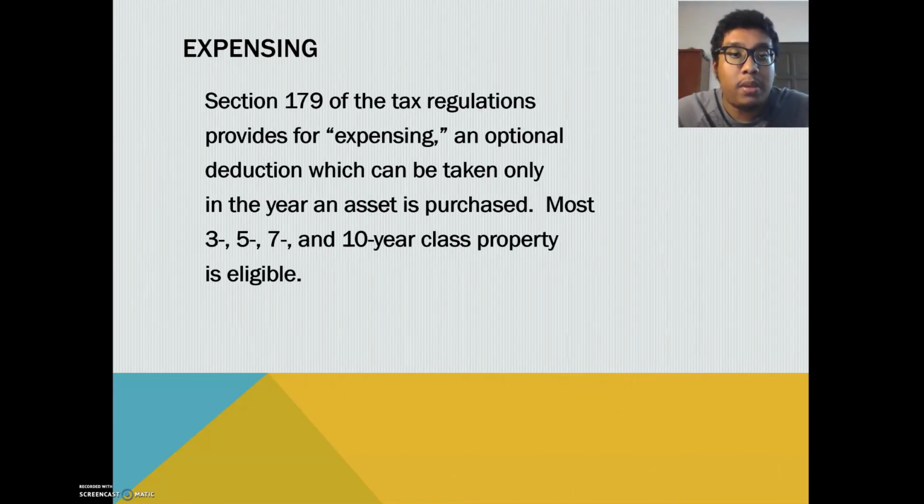Okay, next is expensing. Section 179 of the tax regulation provides for expensing, an optional deduction which can be taken only in the year an asset is purchased. Most 3-year, 5-year, 7-year and 10-year class property is eligible for this expensing. Section 179 is a tax code that allows a business to deduct the full purchase price of the equipment.